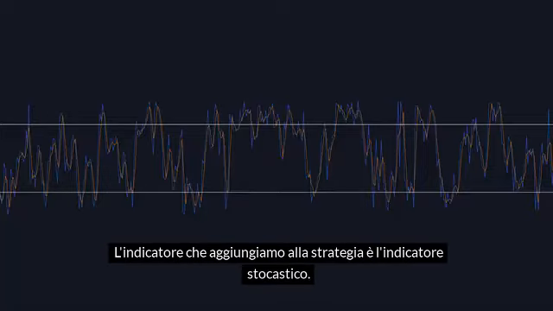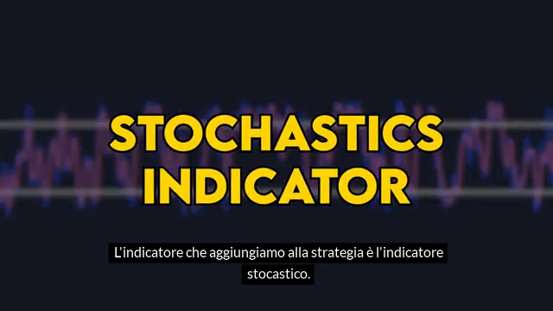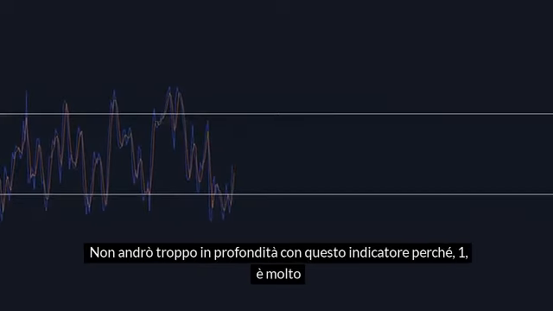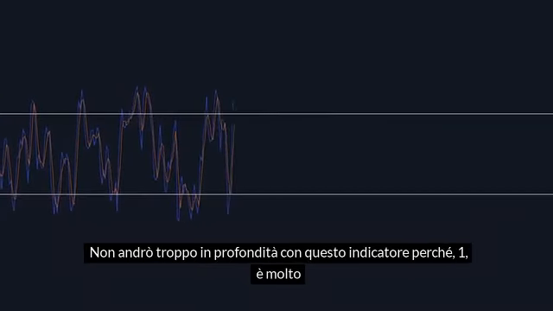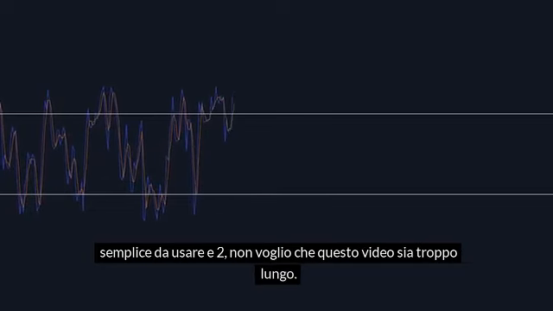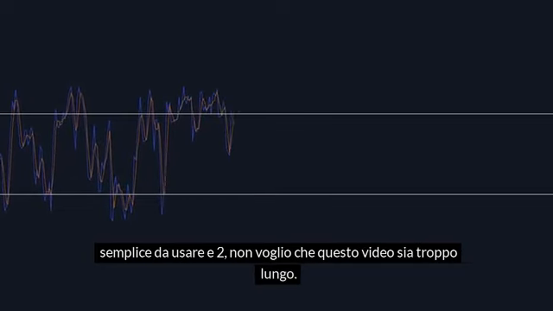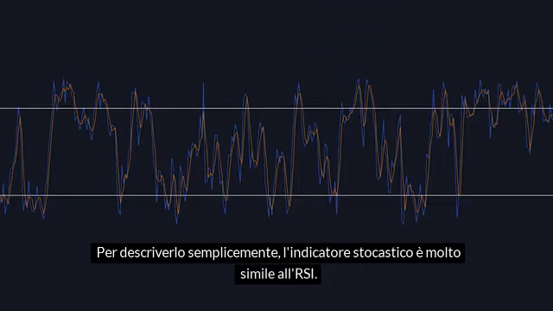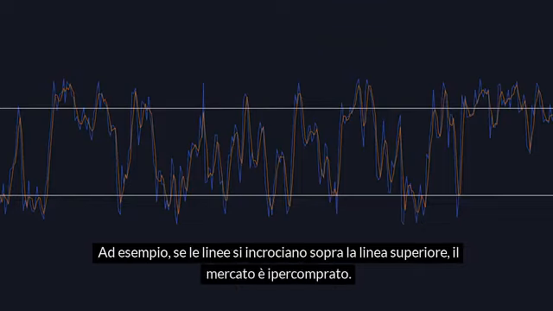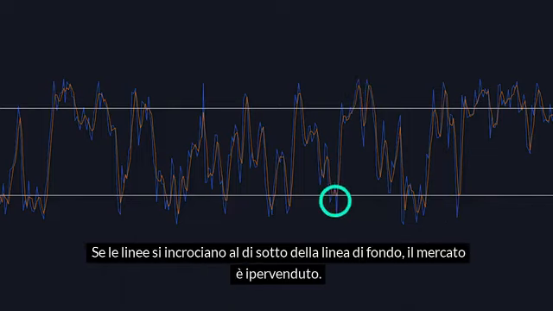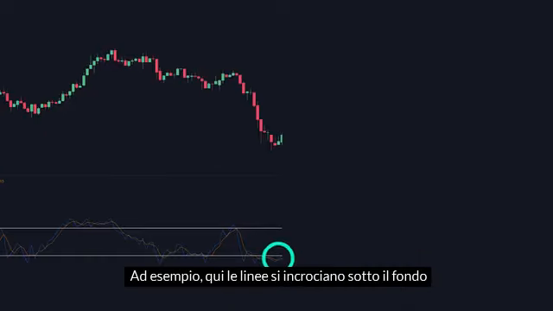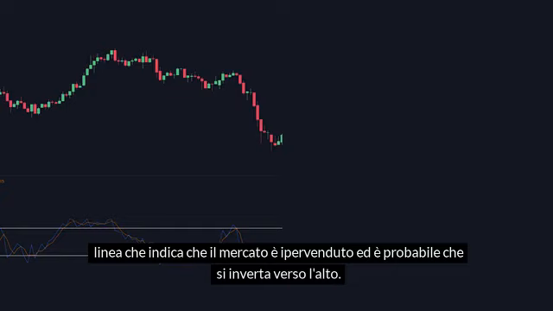The indicator we're going to be adding to the strategy is the stochastics indicator. I'm not going to be going too in depth with this indicator because 1, it's very simple to use, and 2, I don't want this video to be too long. To describe it simply, the stochastics indicator is a lot like RSI, as in if the lines are crossing above the top line, the market is being overbought. If the lines are crossing below the bottom line, the market is being oversold.